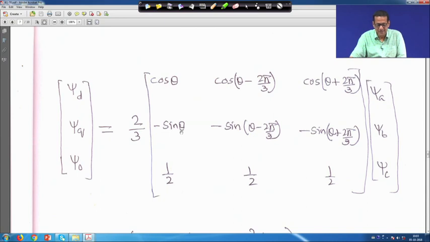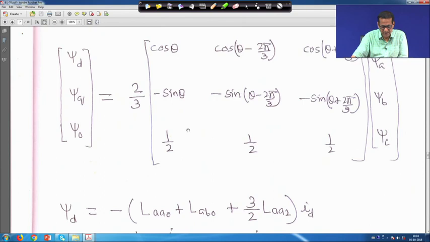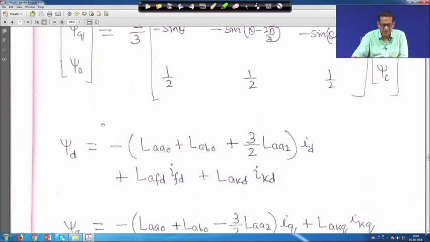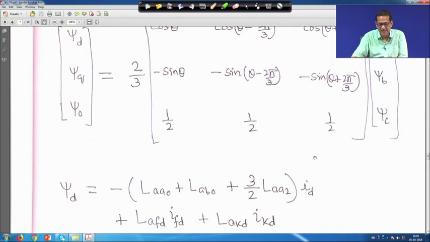And the second row is minus sin theta, sin(theta minus 2 pi by 3), sin(theta plus 2 pi by 3), and it is half, same again, and this is psi a, psi b, psi c. Same for the flux linkages, and therefore we can write psi d is equal to minus (L A 0 plus L A B 0 plus 3 by 2 L A 2) I D.